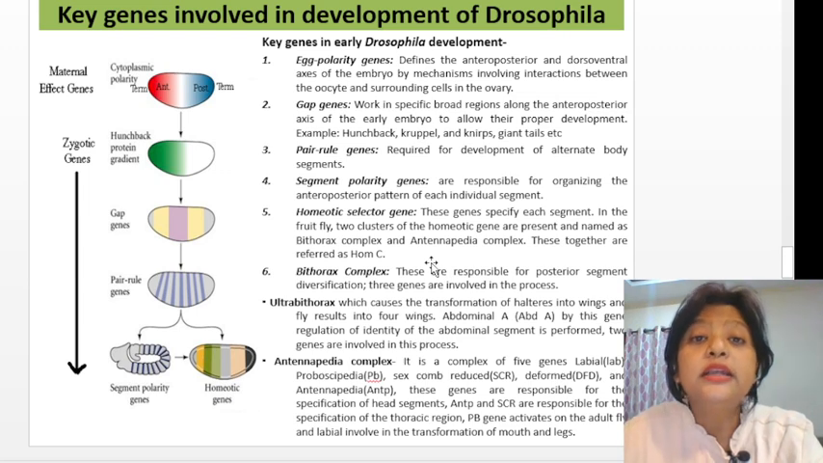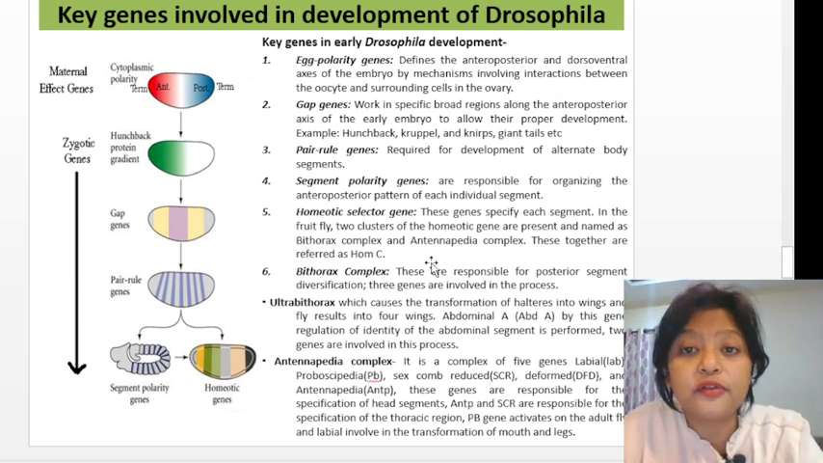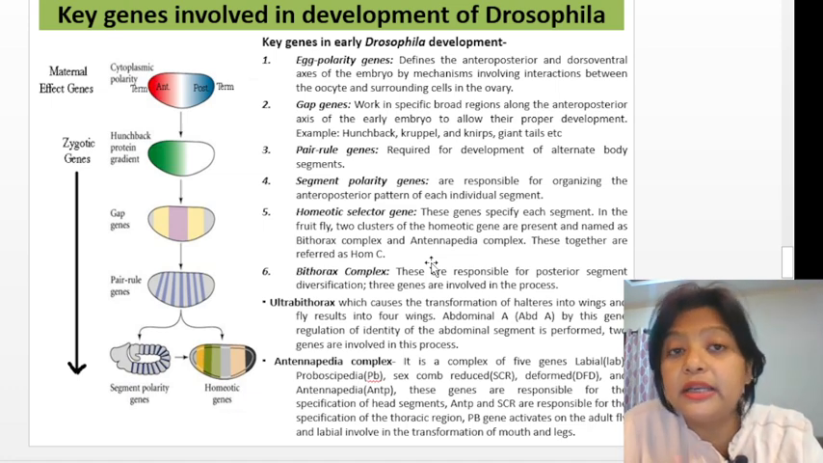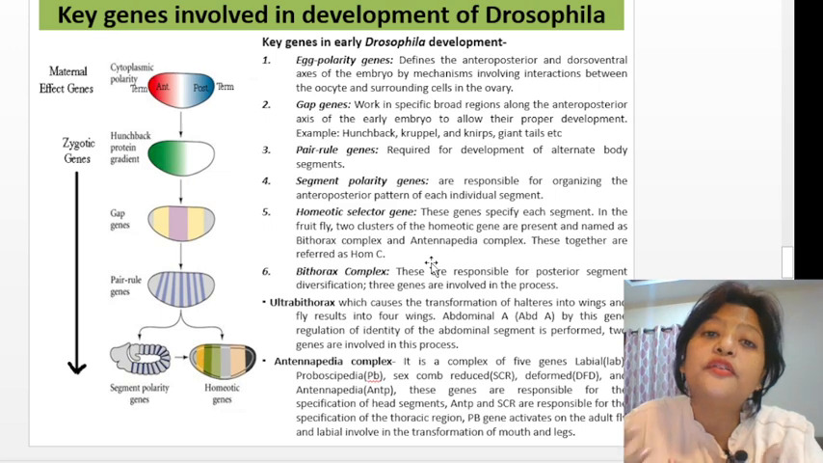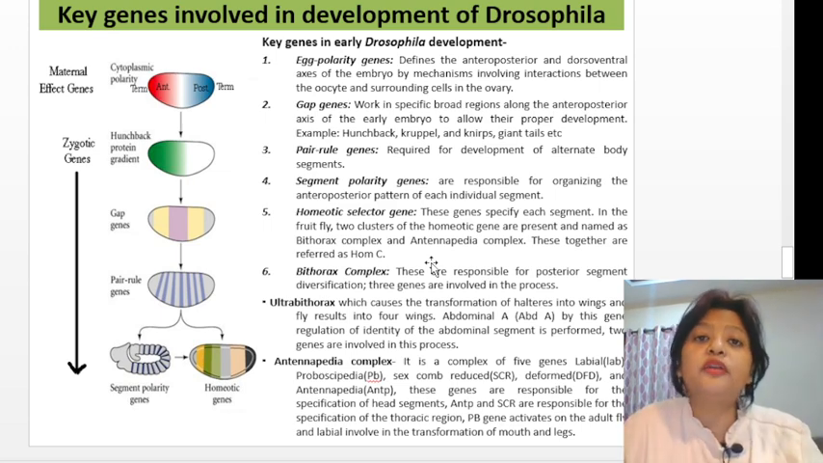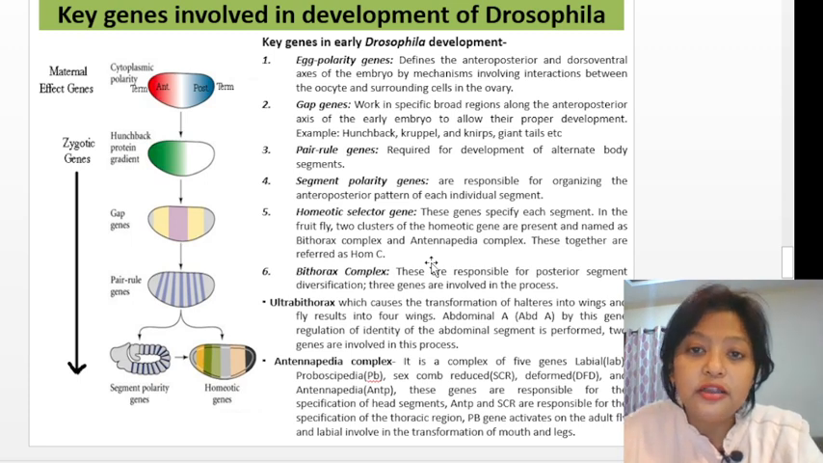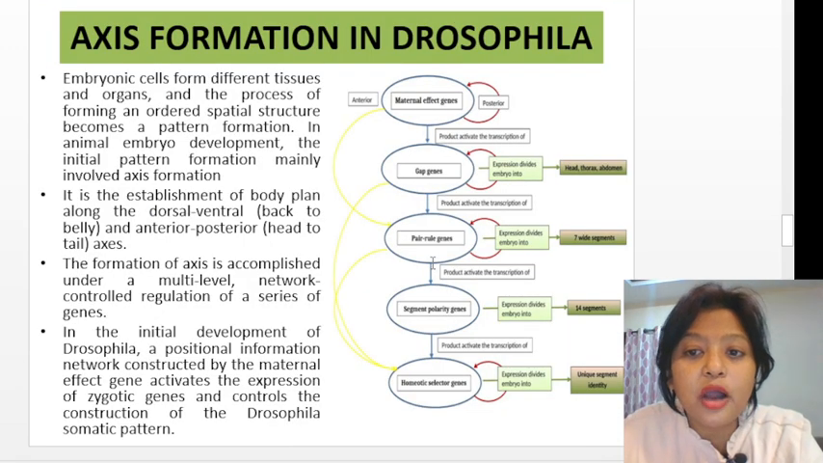There are some key genes involved in the development of Drosophila. There are two types of genes: maternal effect genes and zygotic genes. Maternal genes will form the zygotic genes, and then they will lead to the further patterning and the formation of different parts of the Drosophila. Here we have egg polarity genes, gap genes, pair rule genes, and segment polarity genes. We'll talk about it later. Let's see how it's occurring.